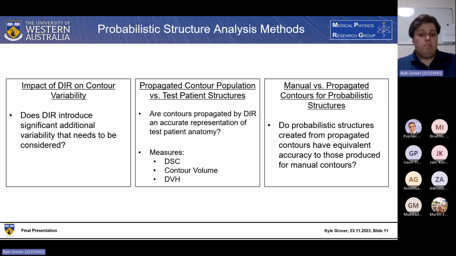This is done with three different measures: comparing the dissimilarity coefficient of how well the propagated contours match to the test patient anatomy, having a look at the actual volume of the propagated contours compared to the test patient contours, and having a look at the DVH and doing a comparison there. Finally, we also have a look at the manual versus propagated contours and see how they do in the probabilistic structures that are created, to figure out if using the probabilistic contours is able to achieve an equivalent accuracy to those produced from using manual contours.